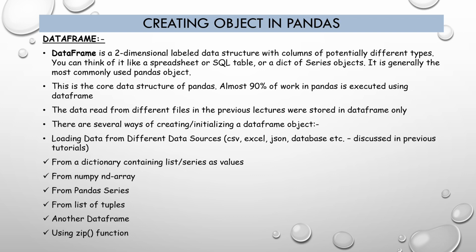So if you want to summarize a data frame in short, it's basically a table-like structure with a certain number of rows and columns, right? So this is the core data structure of Pandas, and almost 90% of work in Pandas is executed using a data frame, which I have already discussed in my very first video of the playlist, right?